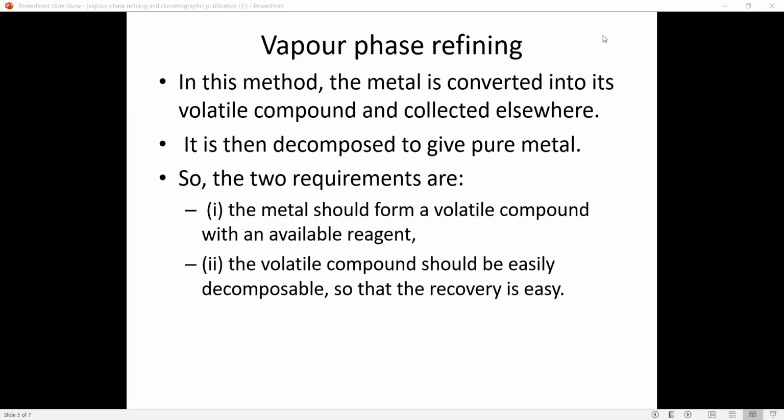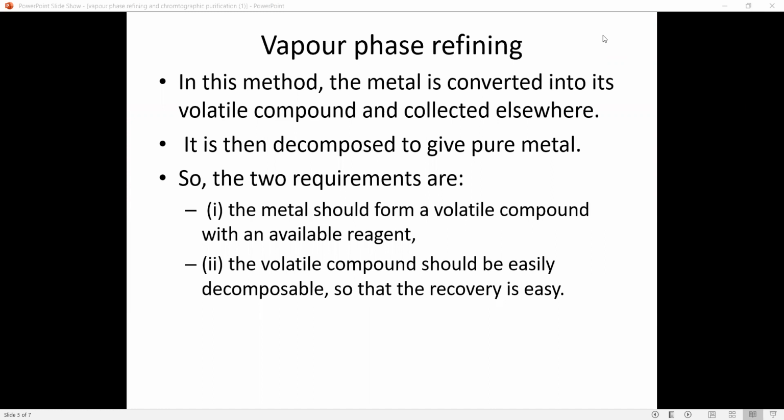This video is on the vapor phase method for refining metals. To purify a metal by this method, there are two essential criteria. One is that it should be possible to convert the metal into a volatile compound, that is, into a compound which can be easily vaporized.